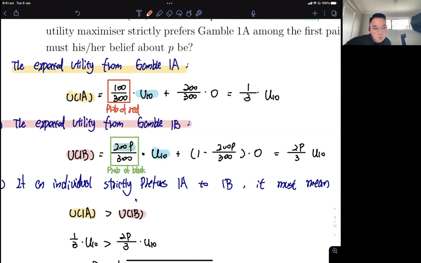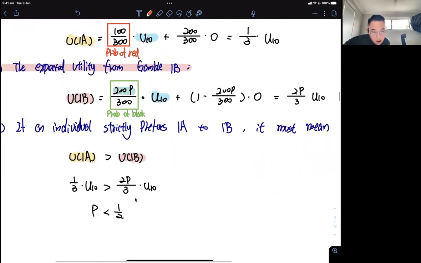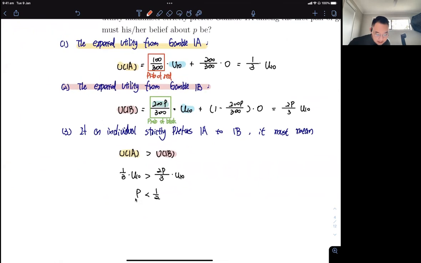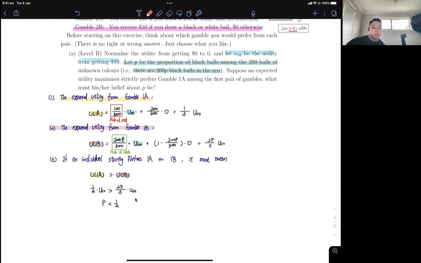So if this individual strictly prefers 1A to 1B, it must be because utility 1A is bigger than utility 1B, isn't it? So we know 1 over 3 U10 is bigger than 2P over 3 times U10. We can get rid of U10 and get rid of 3, so we know P is smaller than 1 over 2. Does it make sense, guys? P smaller than 1 over 2. That's how we solve question A. This is pretty simple. All you need to do is list those two expected utilities, compare them and get P. Questions? All good?